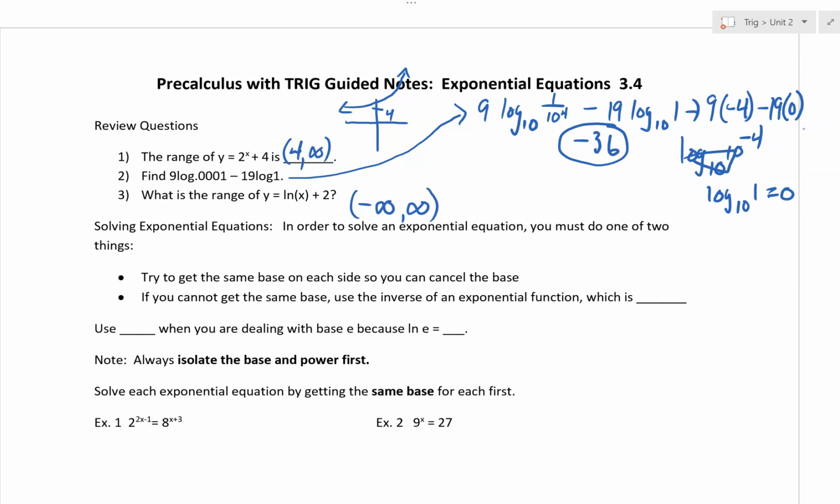And then for the last one, the range of a natural log function. Since it's a log function, it has a range of negative infinity to infinity.